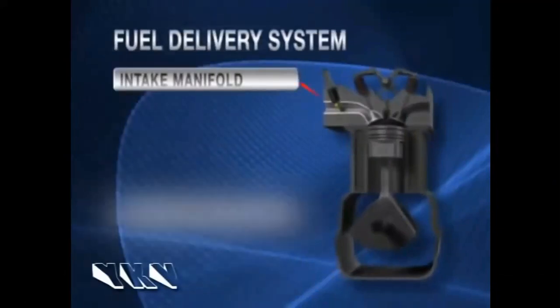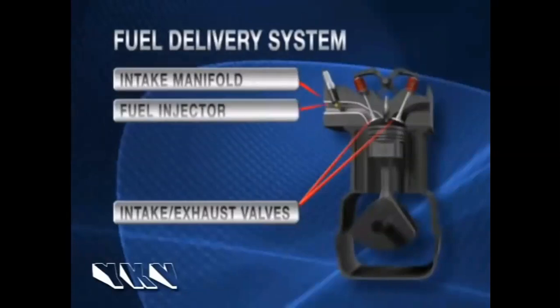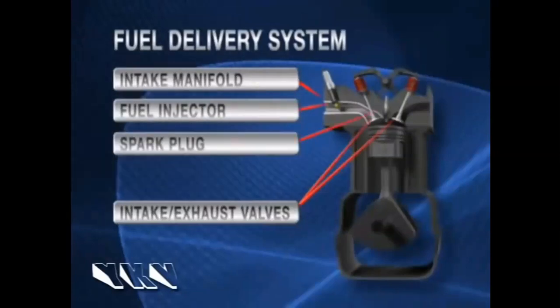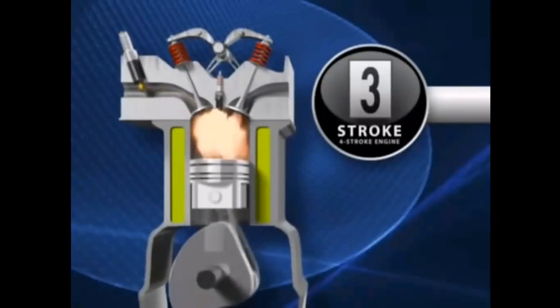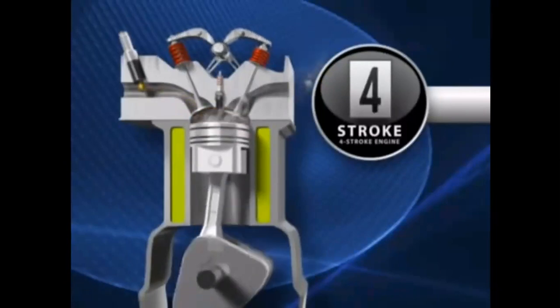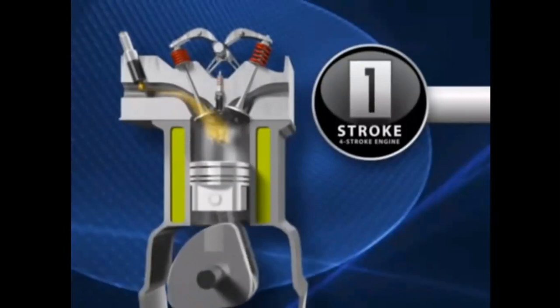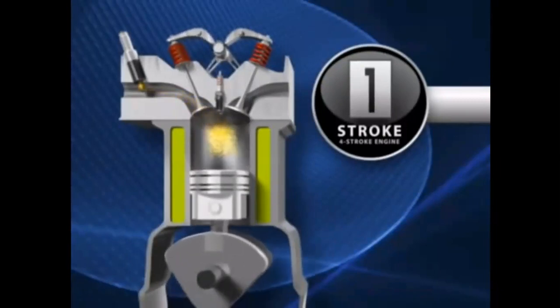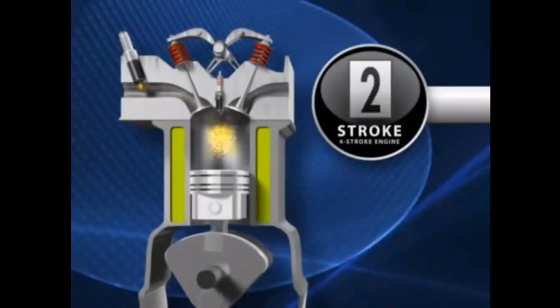The fuel delivery system consists of an air intake manifold, valves, intake and exhaust, a fuel injector, and a spark plug. A four-stroke engine is called a four-stroke because 4 up and down motions are needed to complete the cycle. In the first stroke, the piston travels downward as the intake valve opens and a mixture of air from the atmosphere and a metered amount of gas from the electronic fuel injector enter the cylinder. This is called the intake stroke.